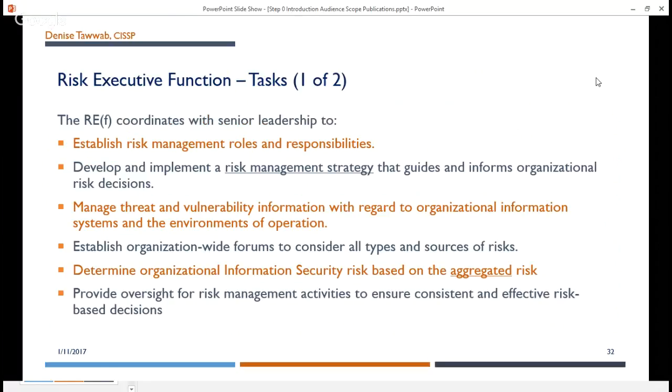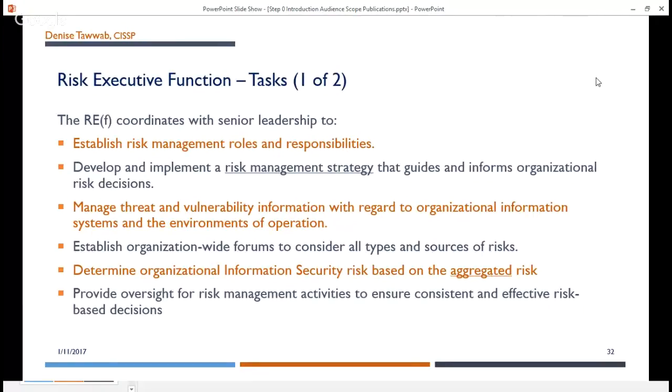So the risk executive function can be one person in small organizations, or it can be a committee. But what it does is it coordinates with senior leadership to establish the risk management roles and responsibilities that we talked about, to develop and implement a risk management strategy that guides and informs risk decisions, to manage threat and vulnerability information with regard to information systems and the environments in which they operate, to establish an organization-wide forum, one or more, to consider all types and sources of risk, to determine organizational information security risks based on the aggregated risk, and to provide oversight for risk management activities to ensure consistent and effective risk-based decisions.